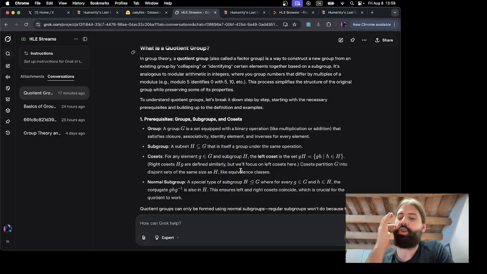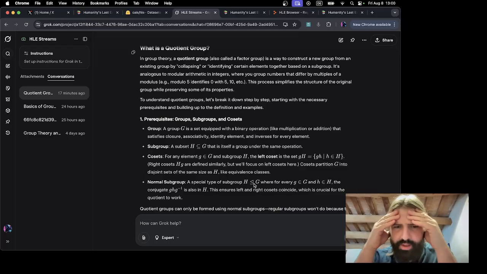coset is the set gH such that gh, where h belongs to H. Okay, that's what's called left coset, I guess, because g is on the left. Right cosets are defined similarly, but we'll focus on left cosets here. Cosets partition G into disjoint sets of the same size as H, like equivalence classes. Wait, it partitions G into disjoint sets.